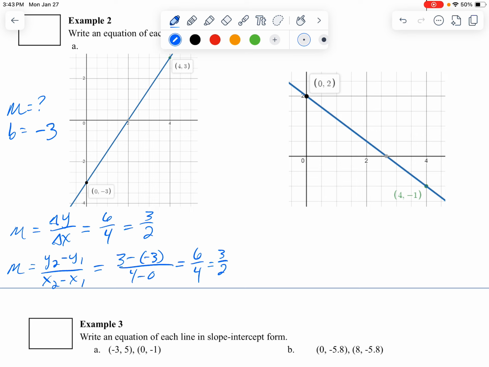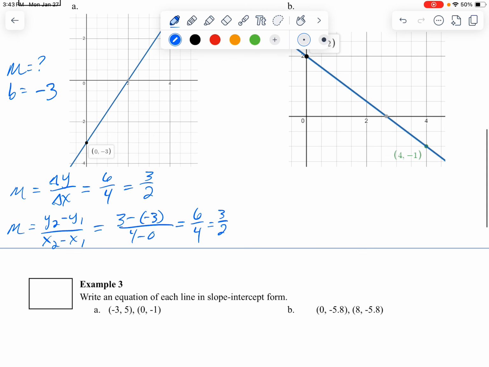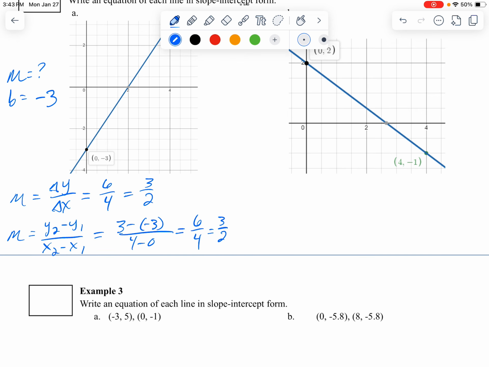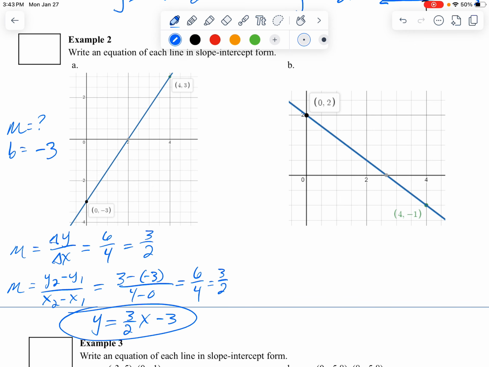Once we know the slope and the y-intercept, I am a little out of room here. I'm going to use the bottom of the page. Slope is 3 over 2, so y equals 3 over 2 times x. Y-intercept is negative 3. There we go. Same thing over here.